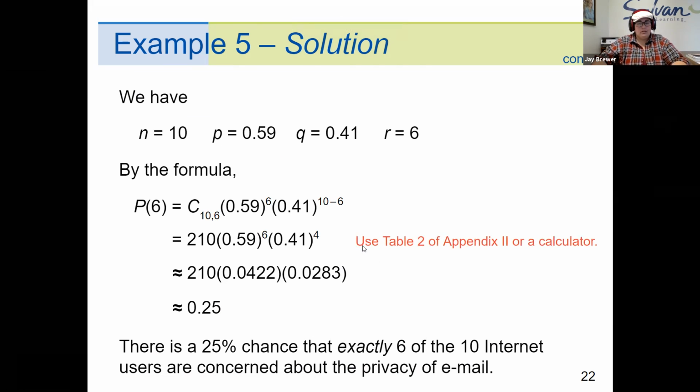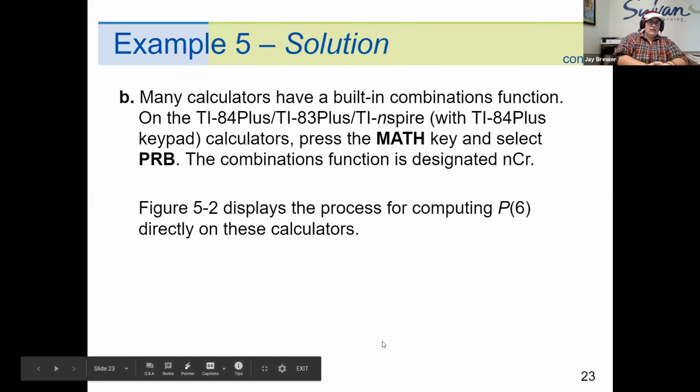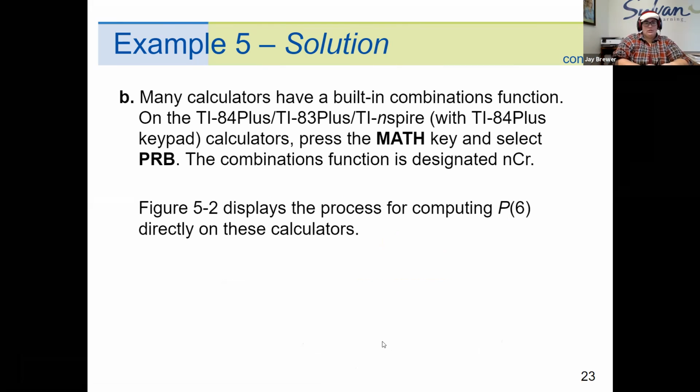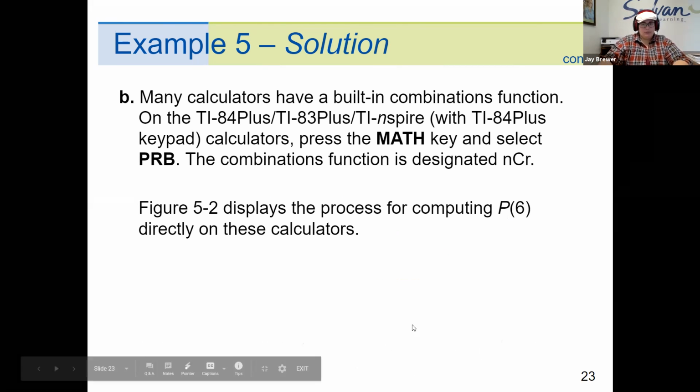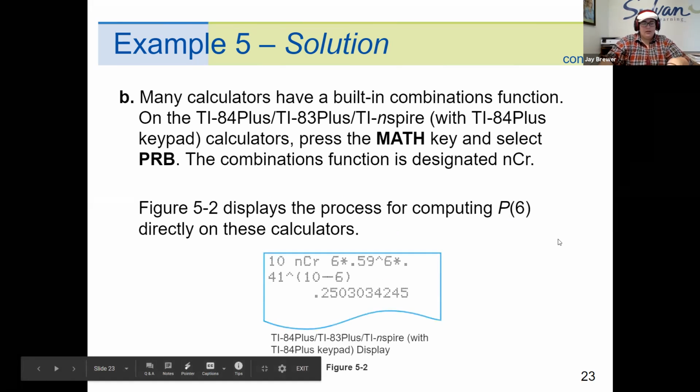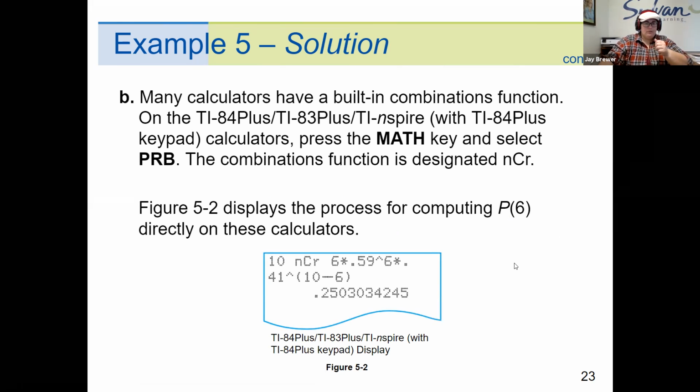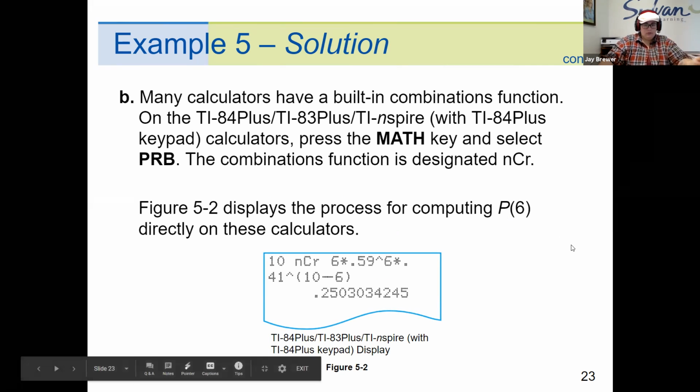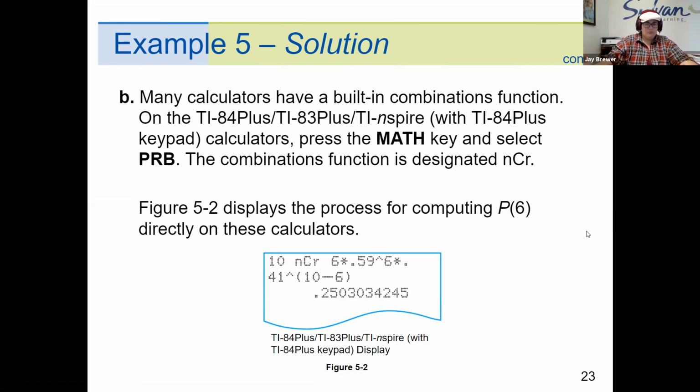All right, so here this is telling you to use table 2 of appendix 2 or a calculator. I would just recommend using your calculator. Many calculators have built-in combination functions, like on the TI-84, so that's just explaining how to use it. I'm okay if you also decide that you just want to Google it, like what is the combinations of 10 choose whatever. You can also just do the formula. That works as well. Questions on that?